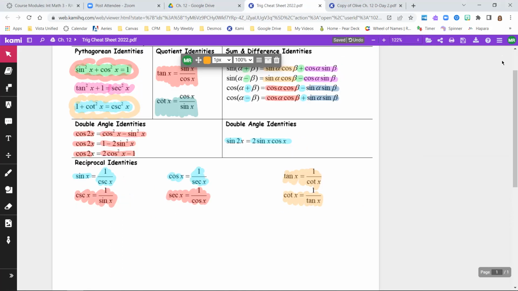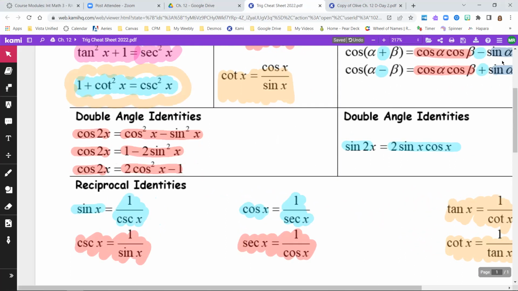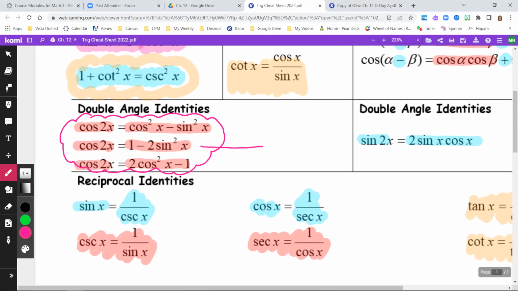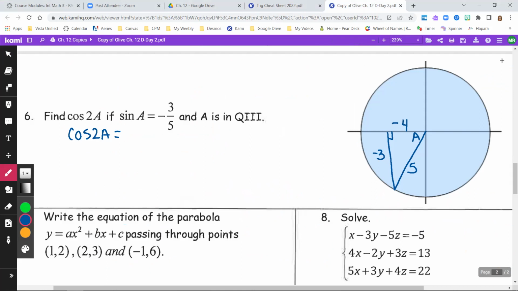So the 3 formulas that we can pick from are right here. These are the 3 formulas. If you did not want to find your cosine, we could have just used this one here. Now that I found all parts of my triangle, I could use any of these. Let's just say I use the second one, 1 minus 2 sine squared x. So I'm going to use that cosine of 2a is equal to 1 minus 2 sine squared a, because this is angle A.